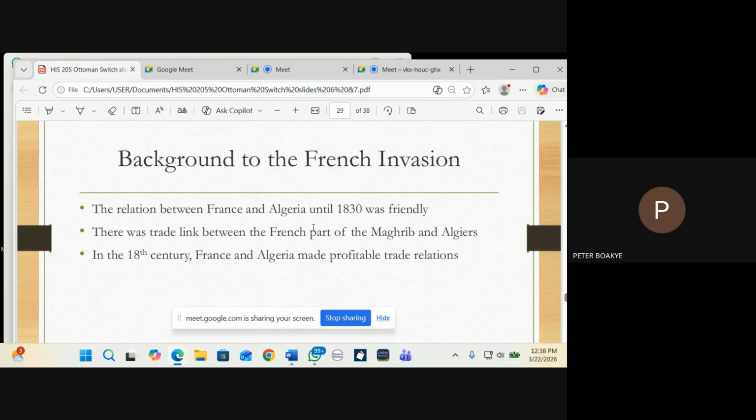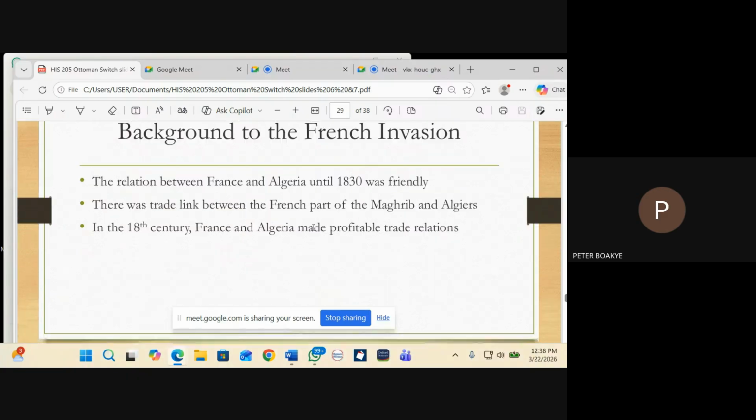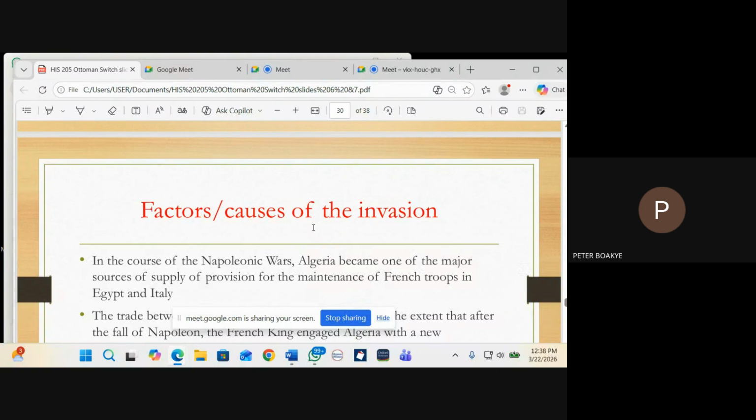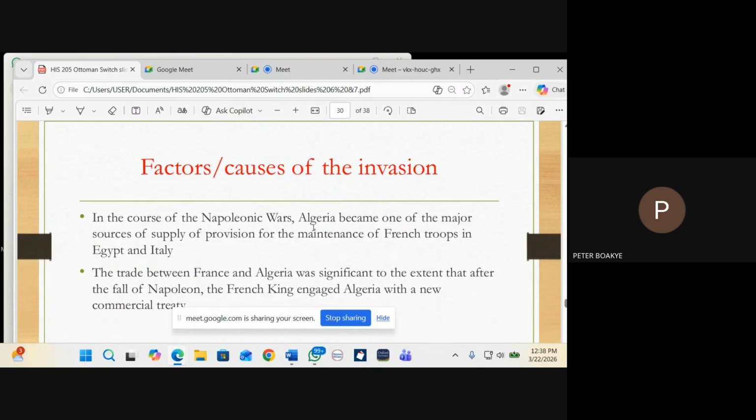There was a trade link between the two. Then in the 18th century, France and Algeria made profitable trade relations. So what actually later deteriorated the relations? Let's see the factors or causes of the invasion. In the course of the Napoleonic Wars, during the time of Napoleon, I think we have heard a lot about Napoleon and when he was defeated at the Battle of Waterloo.